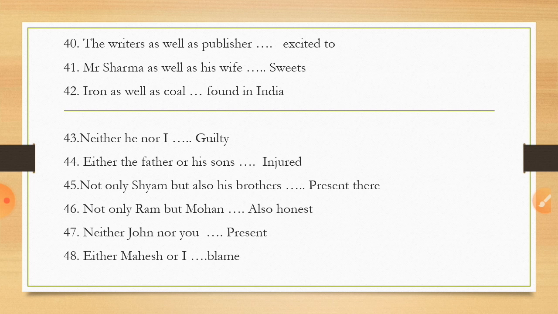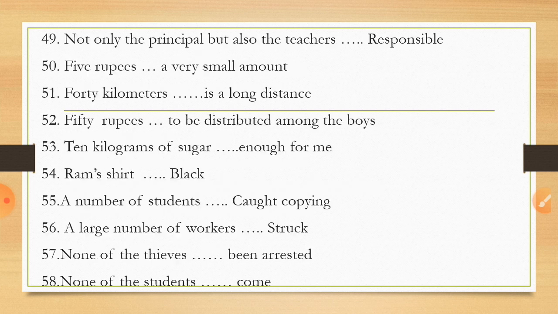Neither John nor you are present, because with "you" we always use the plural form. Either Mahesh or I am to blame. Not only the principal but also teachers are responsible.